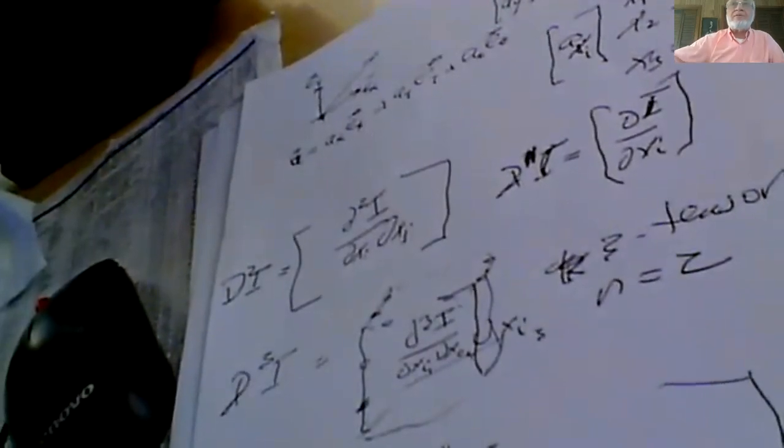Okay. Quick question. How many entries, for 3 dimensions, in the 4th derivative tensor? 3 to the 4th, so 81. 81, 3 by 3 by 3 by 3. Right? 3 times 3 times 3 times 3 is 81. Good answer. Thank you.